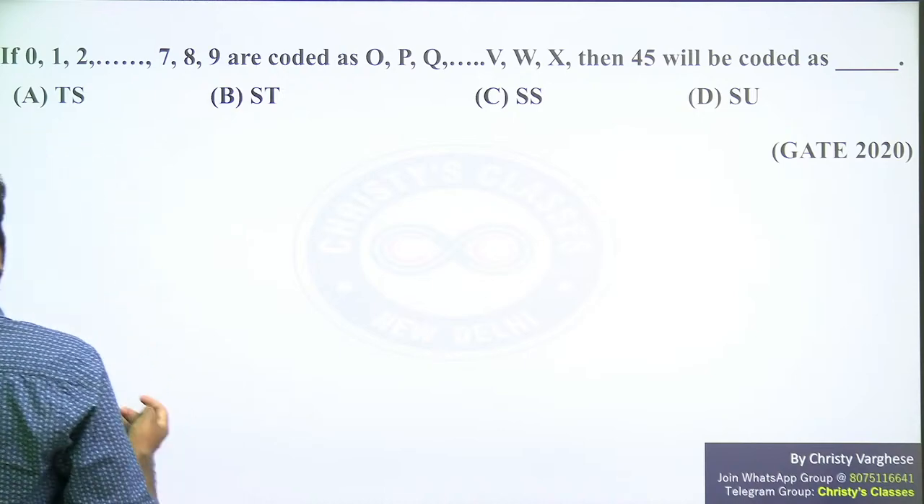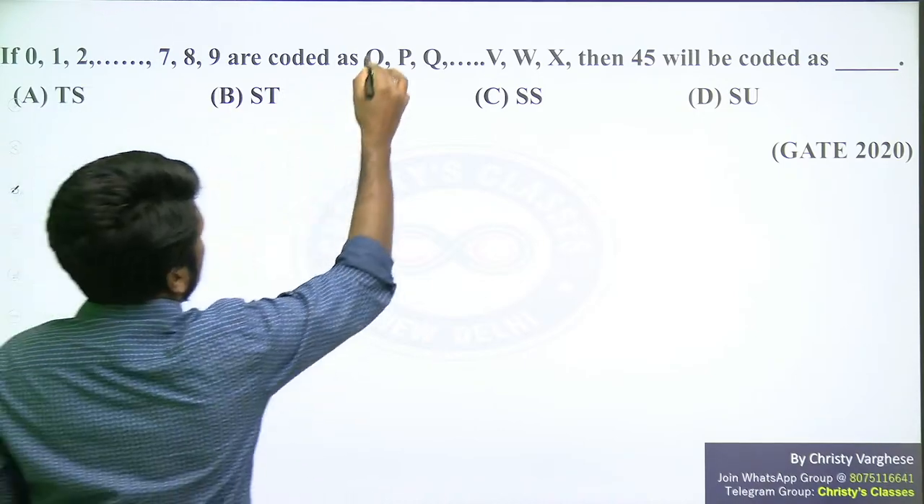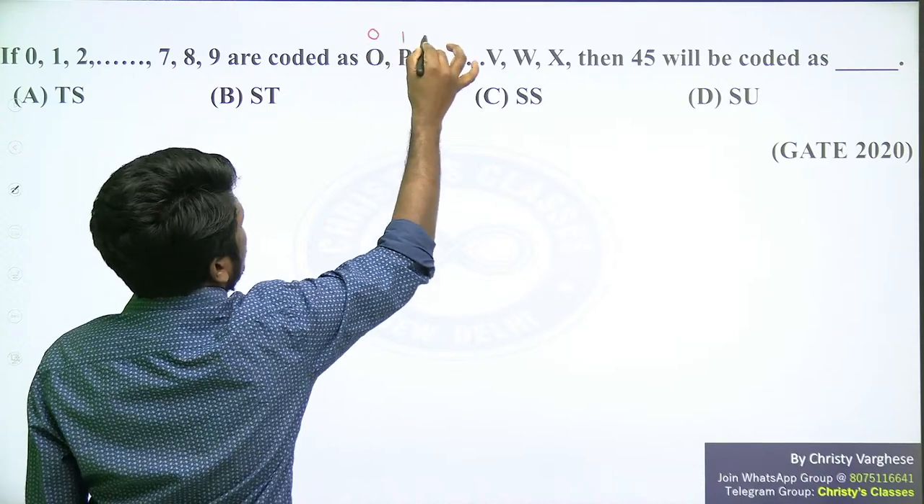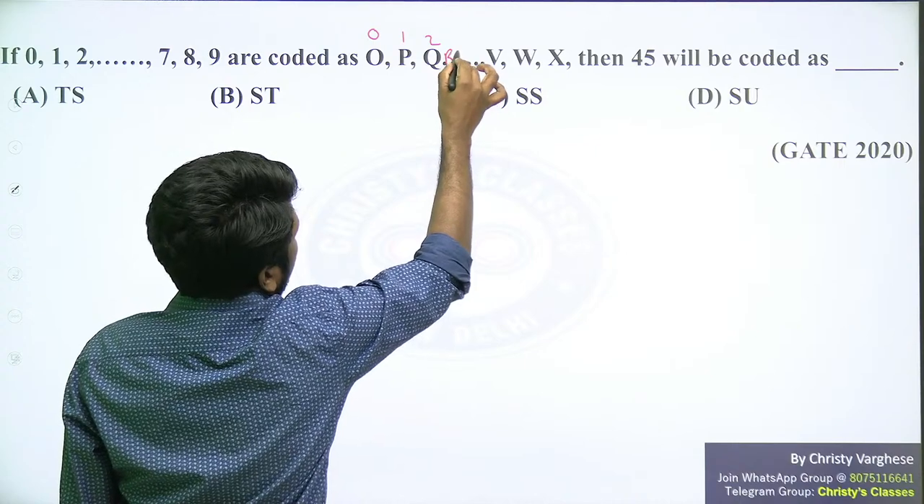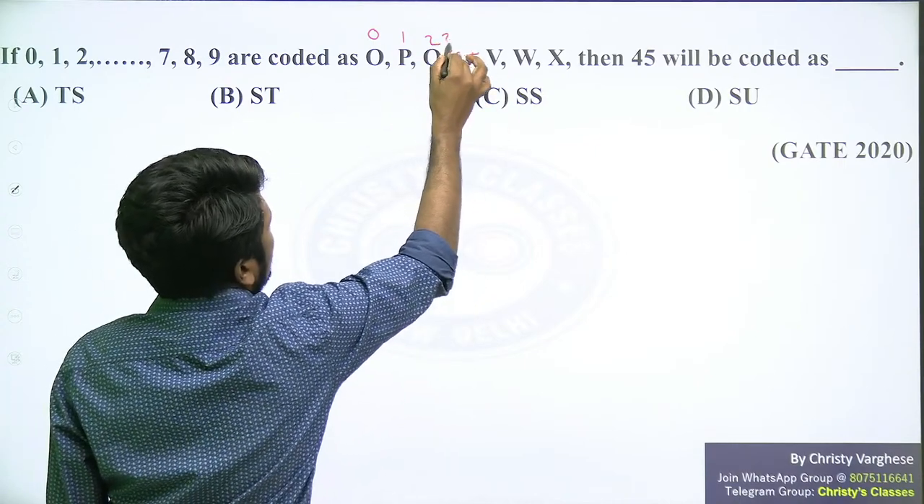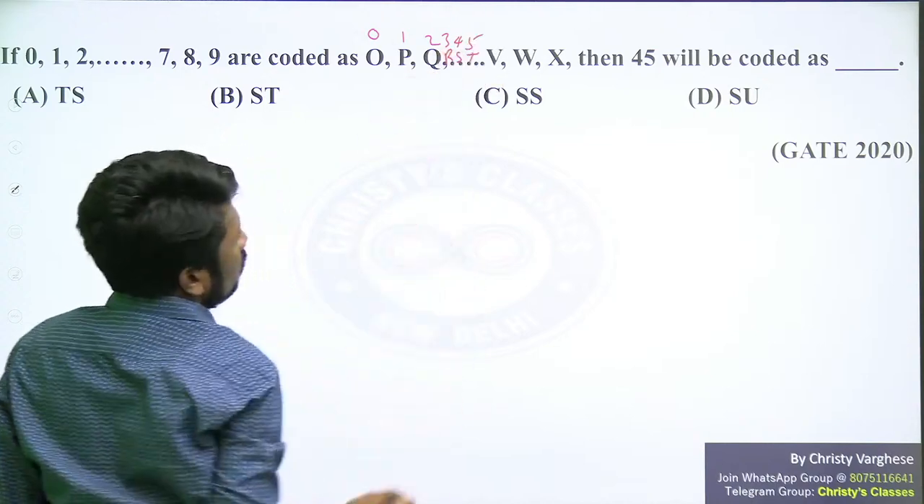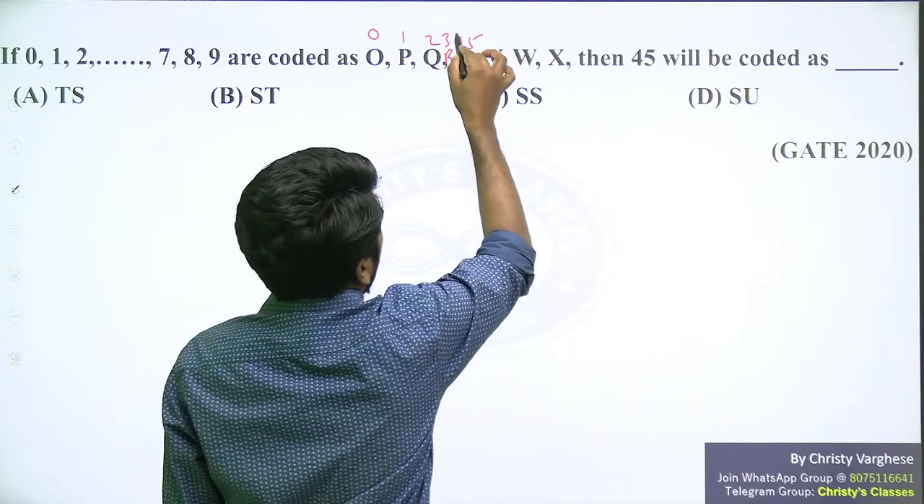Zero is coded as O, one is coded as P. So what you understand, this is zero, this is one, this is two. By that order in the English alphabet, R, S, T are the next three letters. Now that will be 3, 4, 5. What you need is 45.